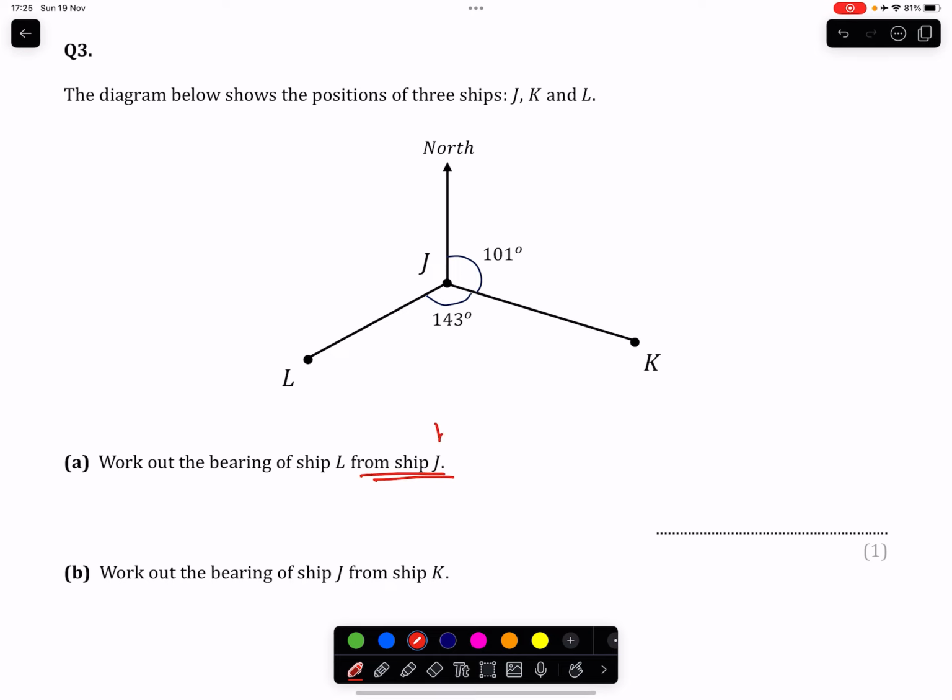So that means that the bearing and the angle is going to be at J, and we're looking in the direction of L. So from J, we're looking in this direction here. Our bearing is the angle that's drawn clockwise from north, so that makes it this angle here. To figure out the size of that angle, we take 101 that was given plus 143 that was given and add them together to get 244 degrees.